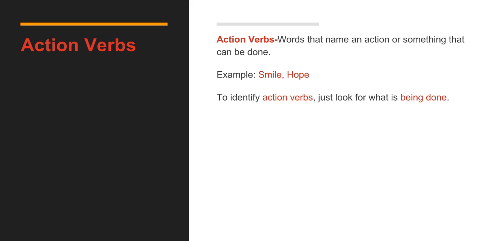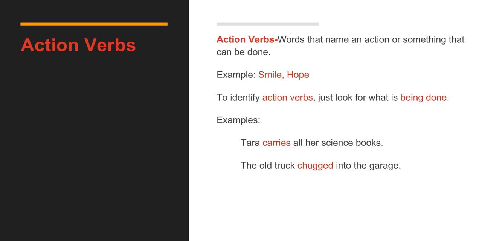And to look for action verbs, you're just going to look for what's being done in the sentence. For example, Tara carries all her science books. What is she doing? She's carrying the books. The old truck chugged into the garage. What did it do? It chugged. So carries and chugged are action verbs.